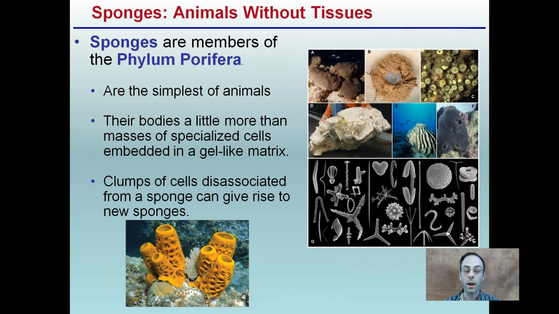Now sponges are animals, they're not plants. They're the simplest of animals. Their bodies are little more than masses of specialized cells embedded in a gel-like matrix, and the clumps of cells disassociated from a sponge can give rise to new sponges.